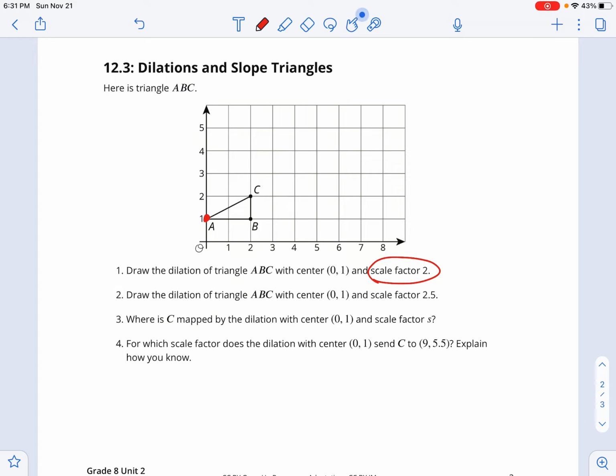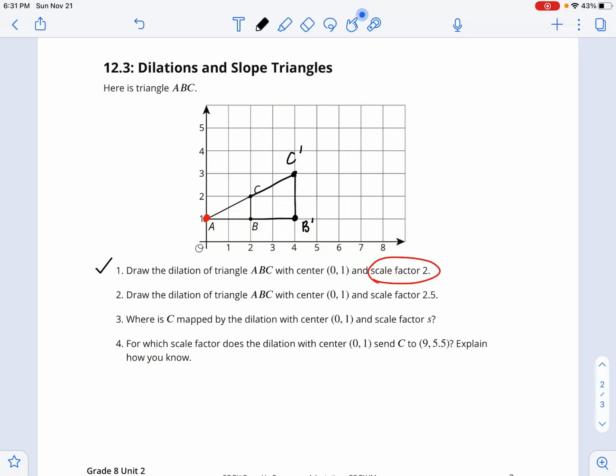So B prime will be twice as far from the center. Again, the center is that red point. B prime will be twice as far, right here, B prime. So we know it gets extended out double the distance from A. And then C prime will also be twice as far. Instead of being 2 units over and 1 unit up, it'll be 4 units over and 2 units up. And so C prime will live right here. So that's what your dilation in question 1 should look like.